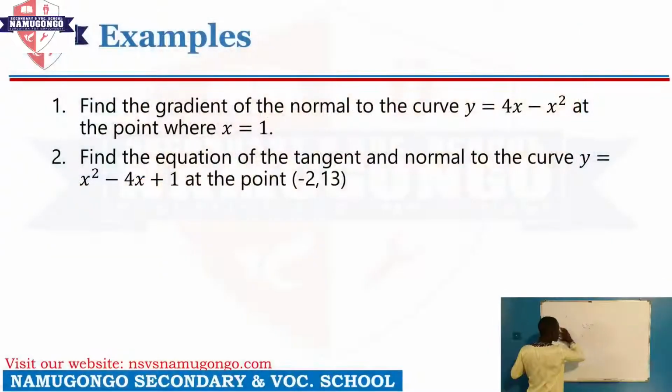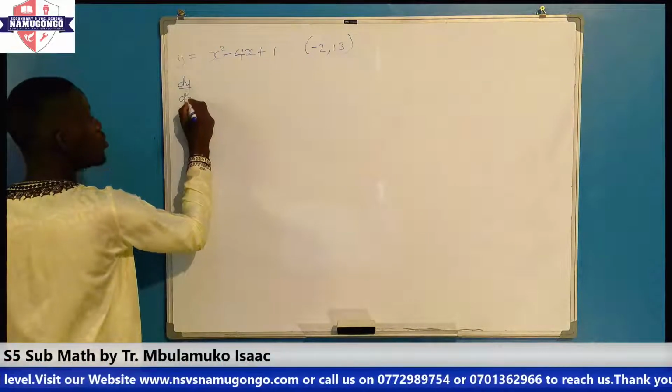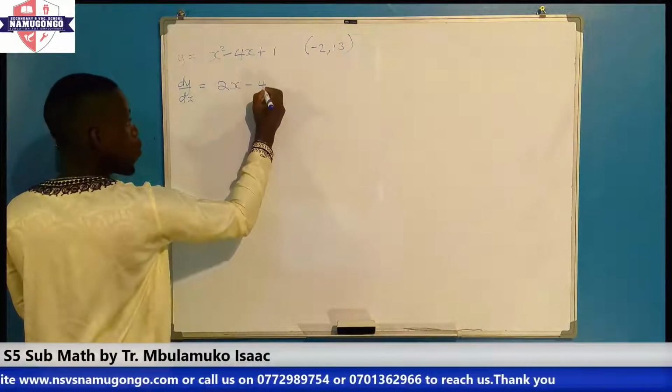In the next example, they want us to find the equation of a tangent and the normal to the curve at that point. So our curve is y is equal to x squared minus 4x plus 1, and they're telling us that they meet at the point (-2, 13). Without further ado, the process is the same. We shall differentiate our curve and we shall get 2x minus 4.